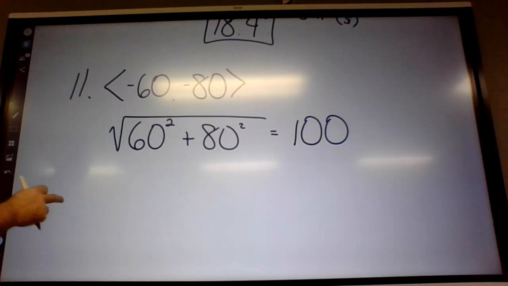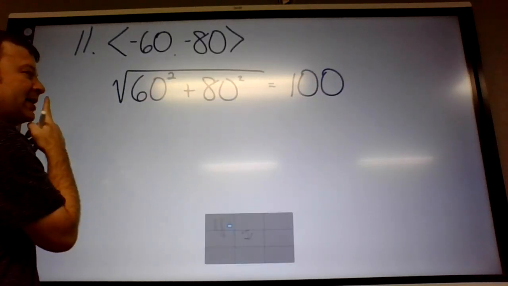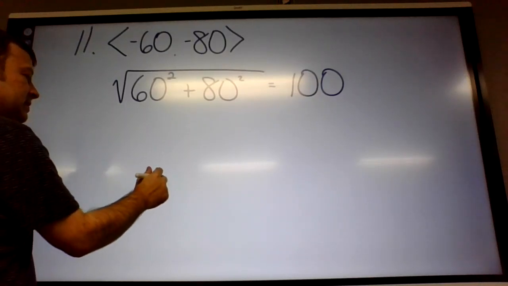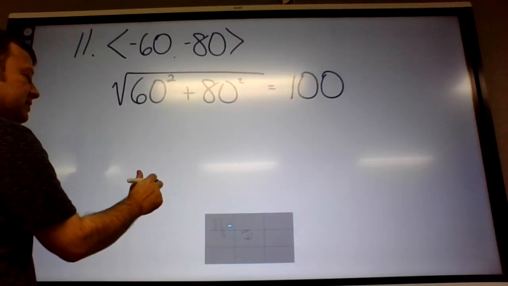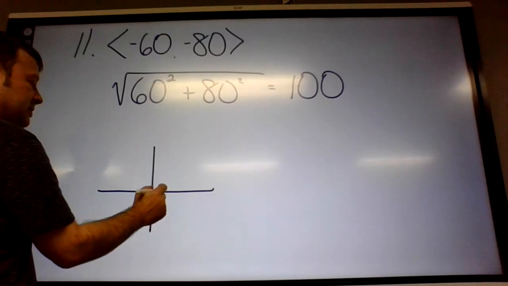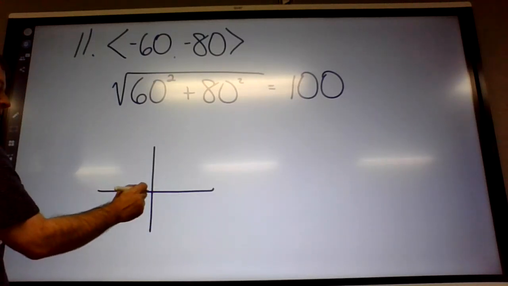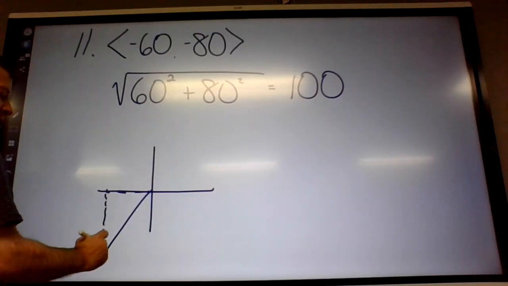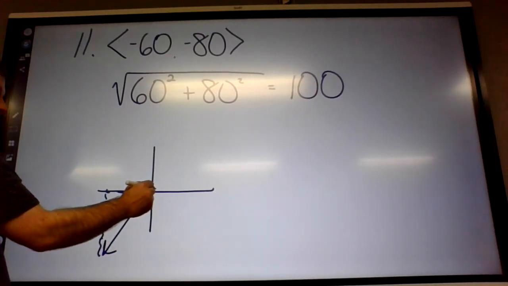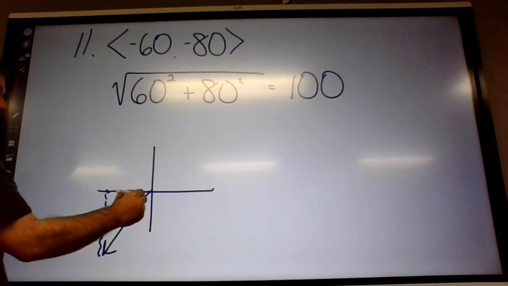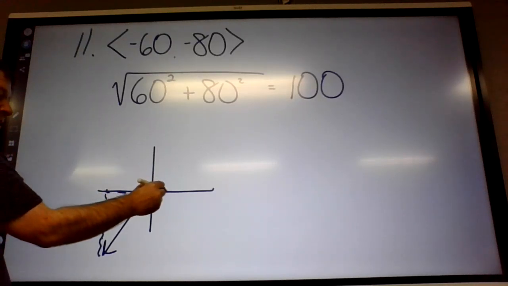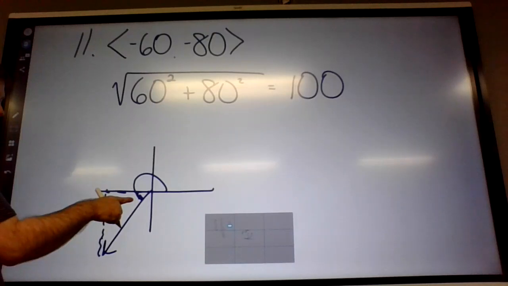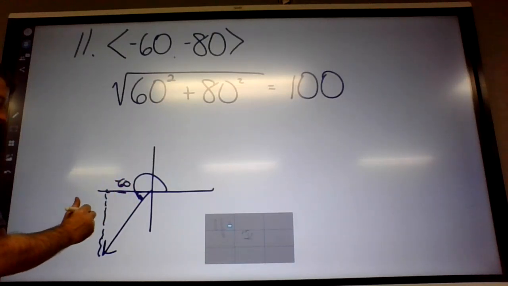Okay, so -60, -80, we've got to think about this a little bit. What direction would that be going in? -60, -80. It'd be like going down here. So finding this angle right here is not exactly the answer. It would actually be 180 degrees plus this angle. You guys follow that?